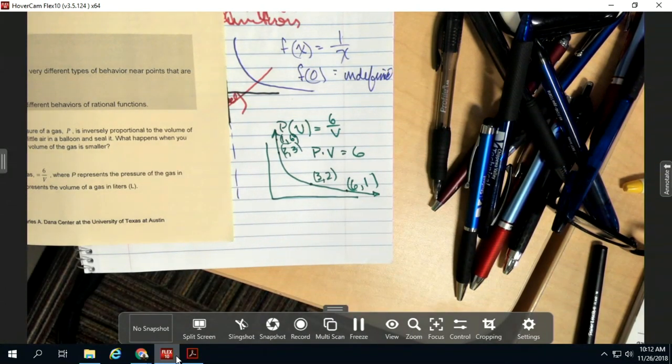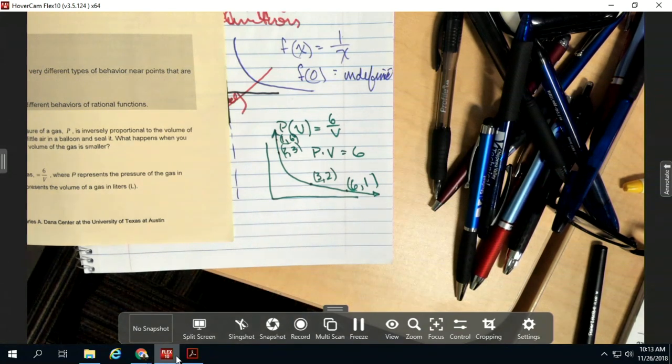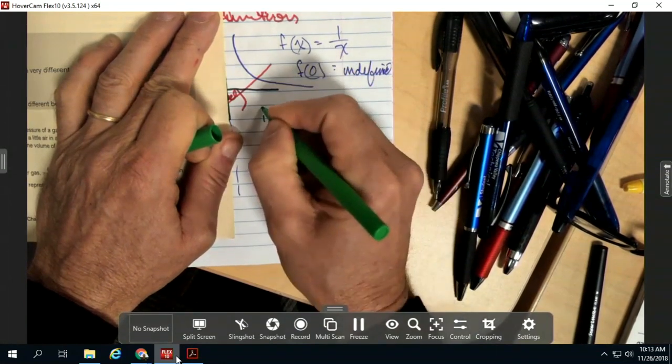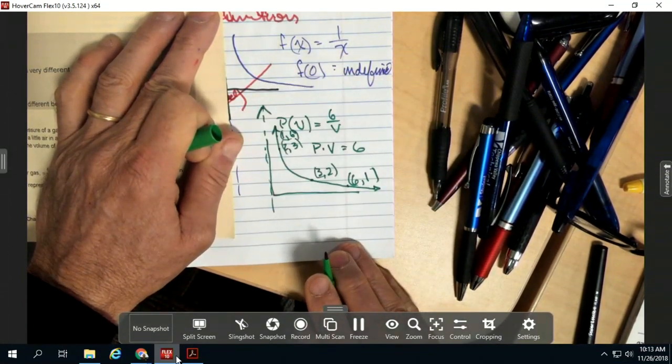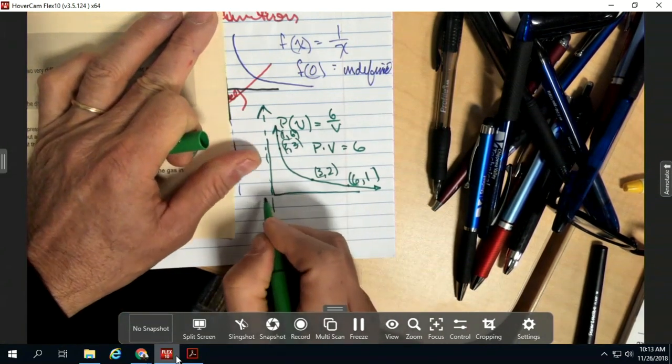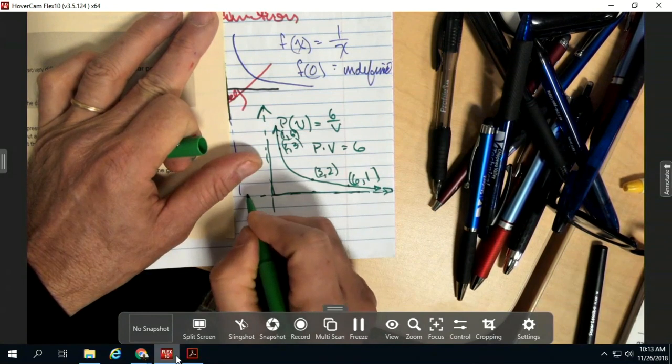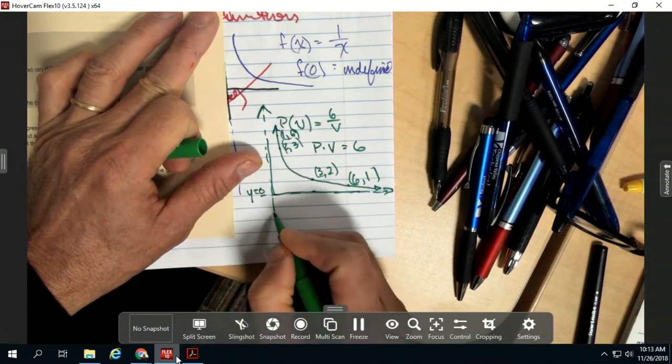Now we know it's an inverse graph because, number one, they told us it's an inverse graph. But number two, our variable is in the denominator. Okay? This graph has a vertical asymptote at x equals 0. It also has a horizontal asymptote at y equals 0.